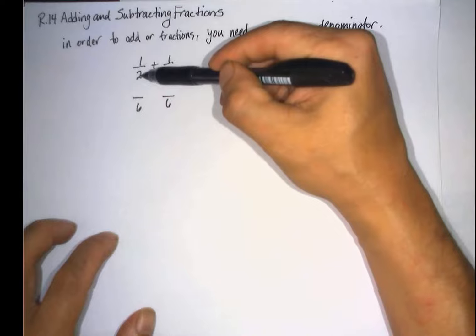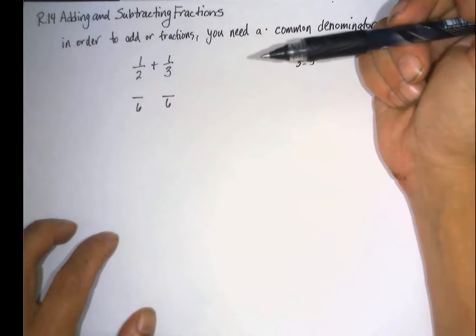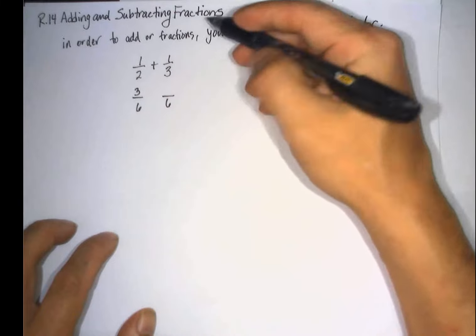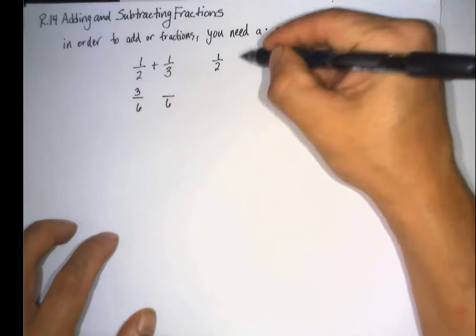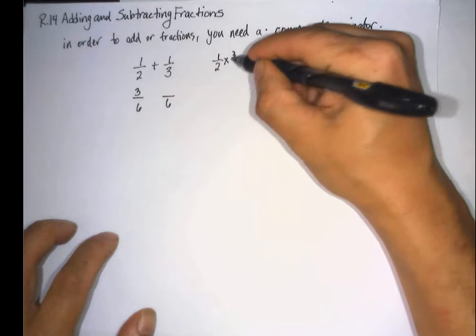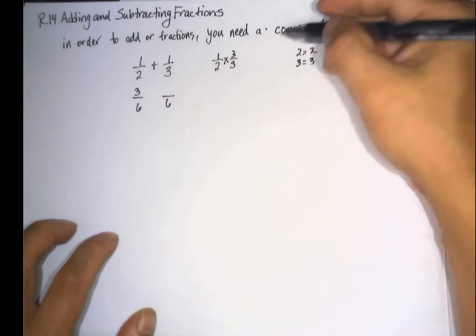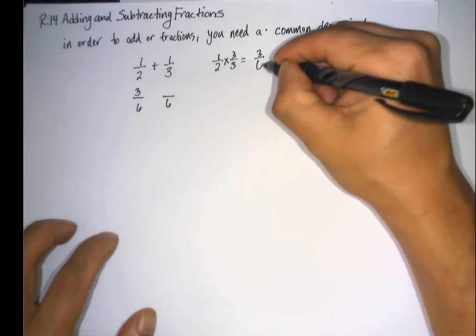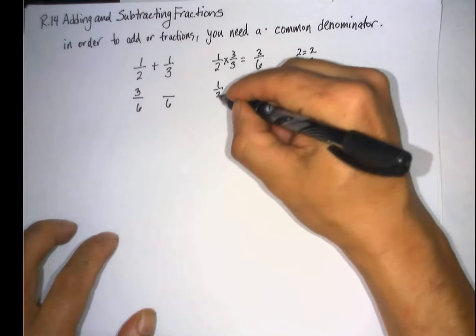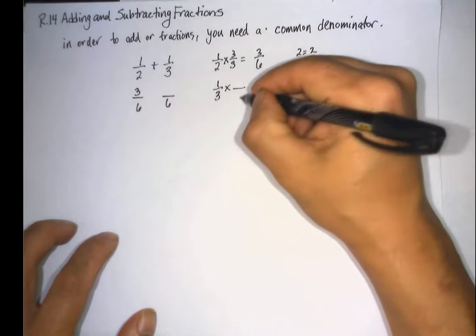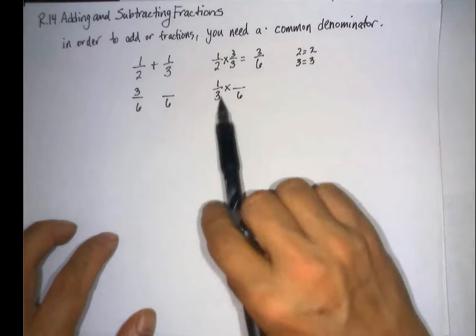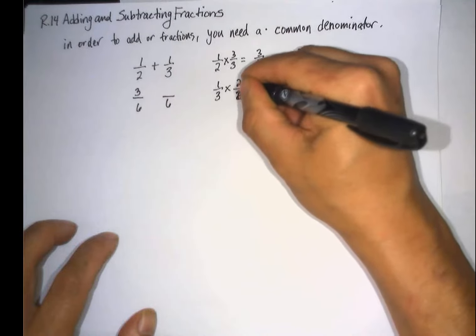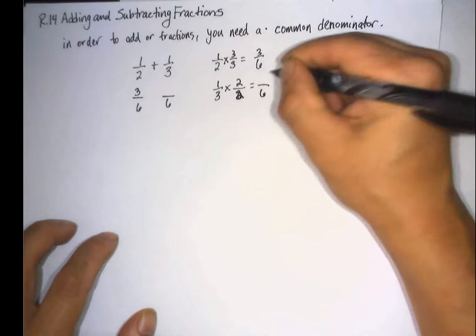And 2 times what gives me 6? 3. So 1 times 3 is 3. So we're going to multiply this by 3 over 3 so that we get 6. So there's where 3/6 comes from. And for 1/3, what are we going to multiply 3 by to get 6? 2. So we're going to multiply this by 2, and we're going to multiply this by 2 to get 6.